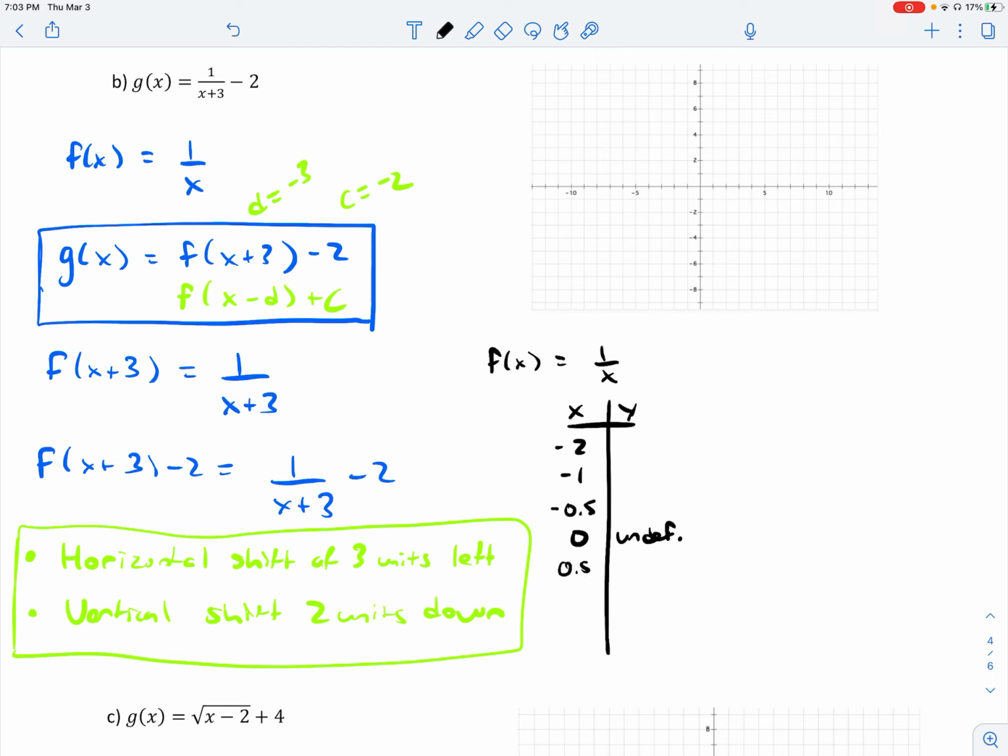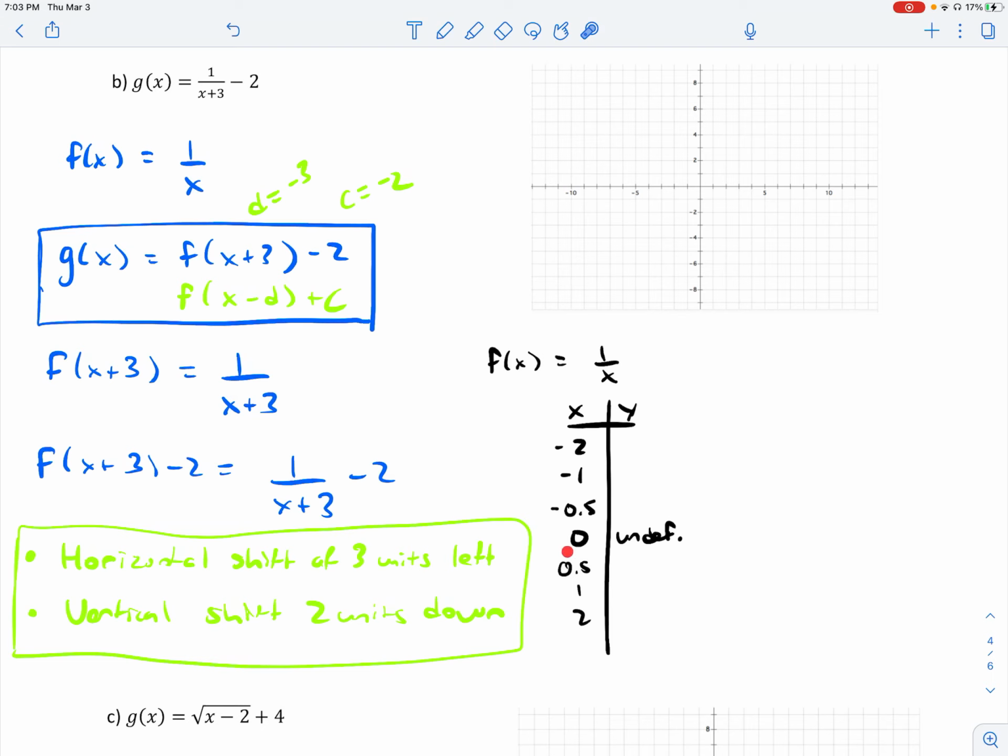And then I'm going to pick some positive ones: a half, 1, and 2. The reason why I picked these 3 is because I'm going to have a piece of the graph over here, and I'm going to have a piece of the graph over here. So I need to have at least 3 on each side in order to establish something that can help me see what's going on and visualize it.